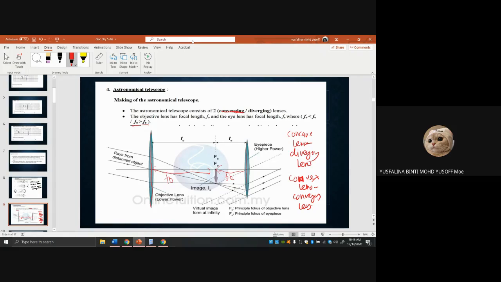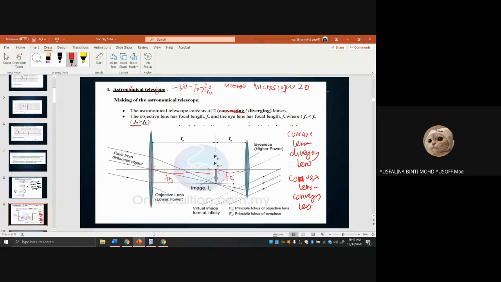But sometimes when you mix up with the microscope, you will be confused about which one has FO bigger than FE, and which one has FE bigger than FO. For me, this is astronomical telescope, so you can count: this one has 1, 2, 3 O. For the microscope, this one only has 2 O. So this one has more O than this one, so this one should be FO bigger than FE. So that is the way that maybe can help you remember.